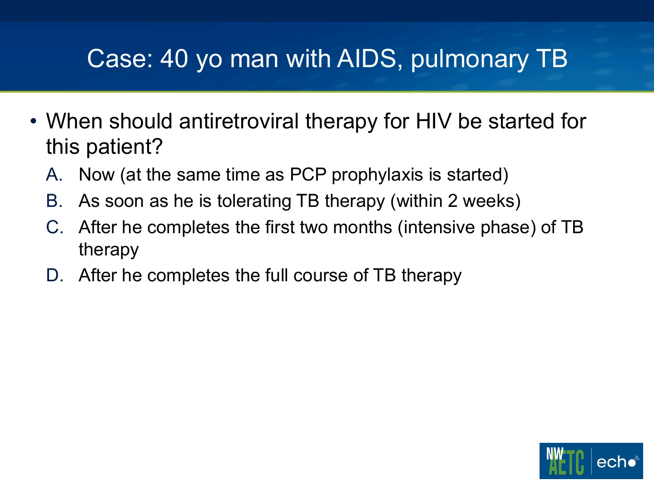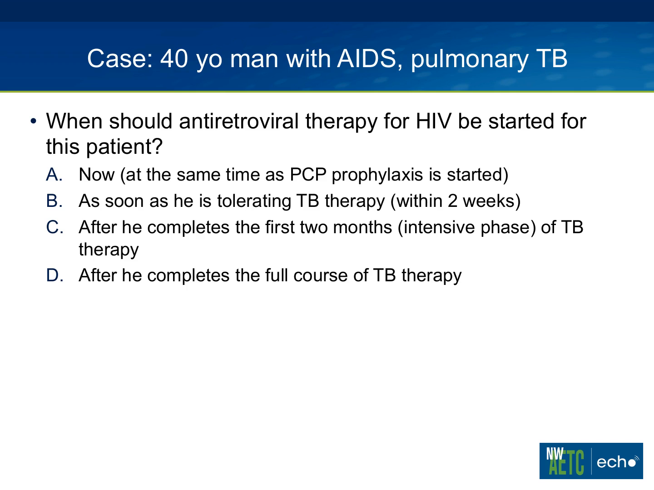The next question that comes up is, when should antiretroviral therapy for this patient's HIV be started? Should we start treatment now, essentially at the same time as his TB therapy and PCP prophylaxis are started? Should he start antiretroviral therapy just as soon as he is tolerating his tuberculosis therapy and within 2 weeks of starting that TB therapy? Should we defer initiation of antiretroviral therapy until he has completed the first 2 months of his TB therapy?